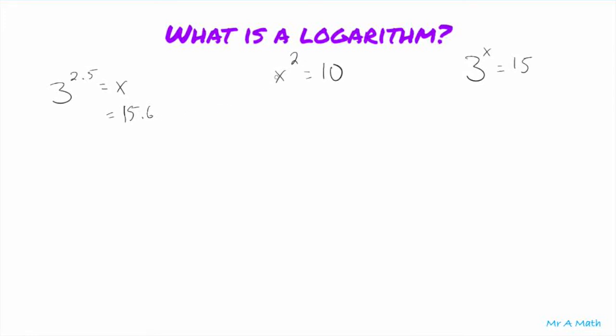And over here, if you have x squared equals 10, we have seen how to solve for x. You would take just the square root of both sides, because the square and the square root would cancel out. You get x equals whatever the square root of 10 is, which you could find with a calculator. But over here, how would we find out what x needs to be in order to be 3 to that power equals 15? This is something we haven't learned how to do yet.